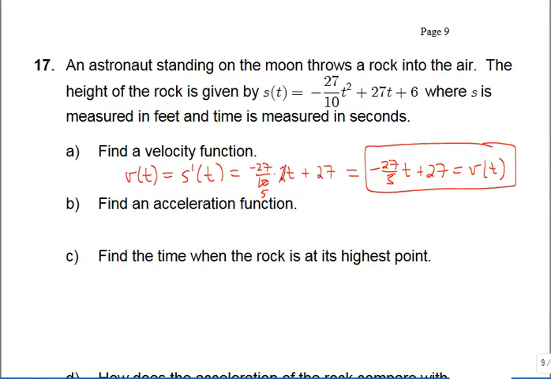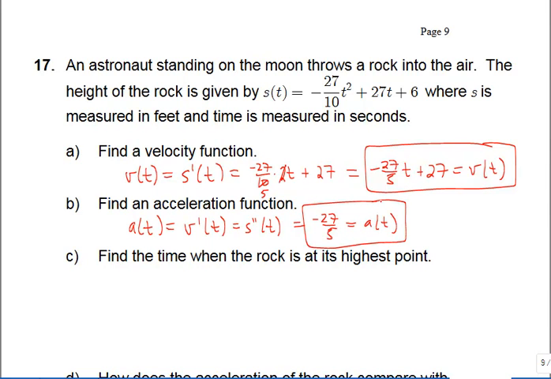Okay? So now to find an acceleration function, you have to remember that acceleration is one derivative of velocity or two derivatives of position. Now we've already taken one derivative of position to get velocity right here. So I just need to take the derivative of this again to get the second derivative. The derivative of negative 27 fifths t is just negative 27 fifths because the t goes to 1 and the 27 goes to 0 on the end. So our acceleration function is just negative 27 fifths.